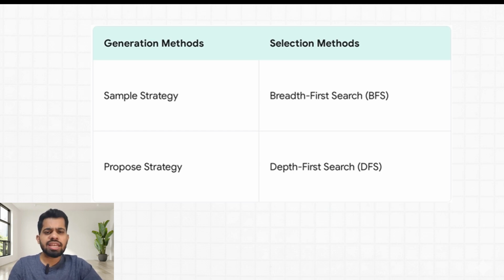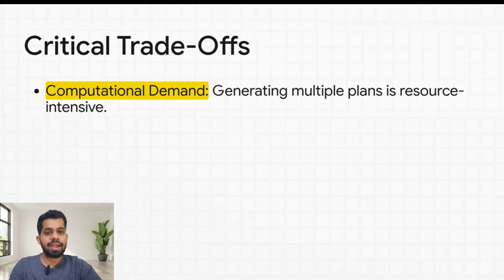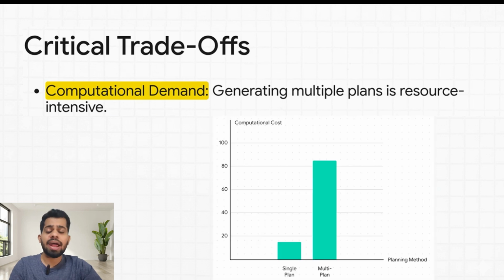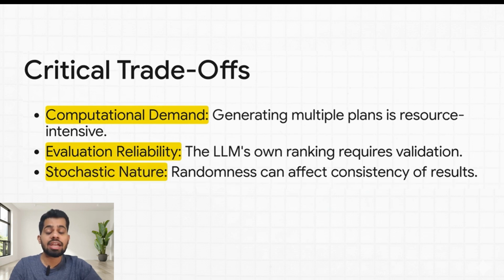Now, this all sounds incredibly powerful, and trust me, it is. But there is always a catch. So let's talk about the trade-offs. First is computational demand. Generating just a single plan is cheap and fast, but generating and evaluating tons of different plans, that's a huge jump in computational cost. And second, you have evaluation reliability. A lot of the time, you are asking the LLM itself to basically grade its own homework. So you really have to trust its own judgment. And finally, there is the stochastic or random nature of it all. There's temperature sampling, whose very randomness fuels the creativity but sometimes leads to inconsistent results also.